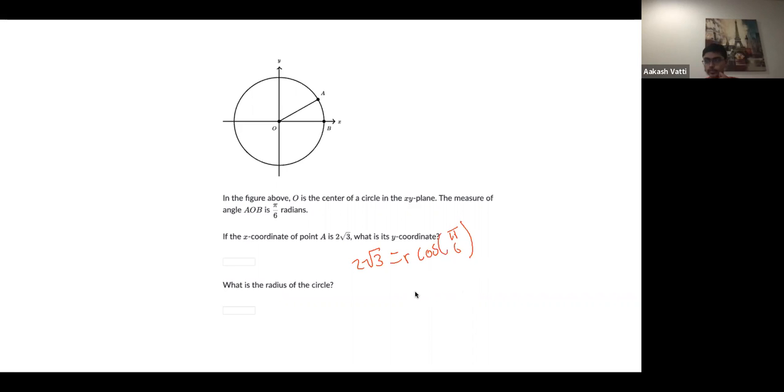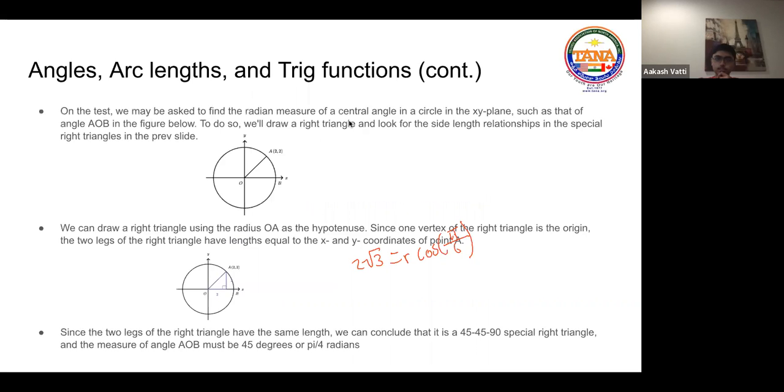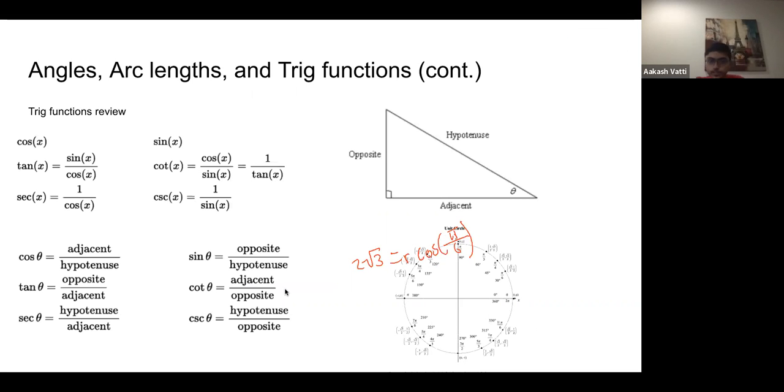And when we solve it out, cosine of pi over 6 is the same thing as square root 3 over 2. That's because on the unit circle, if we go back to right here, pi over 6 gives square root 3 over 2 right there.